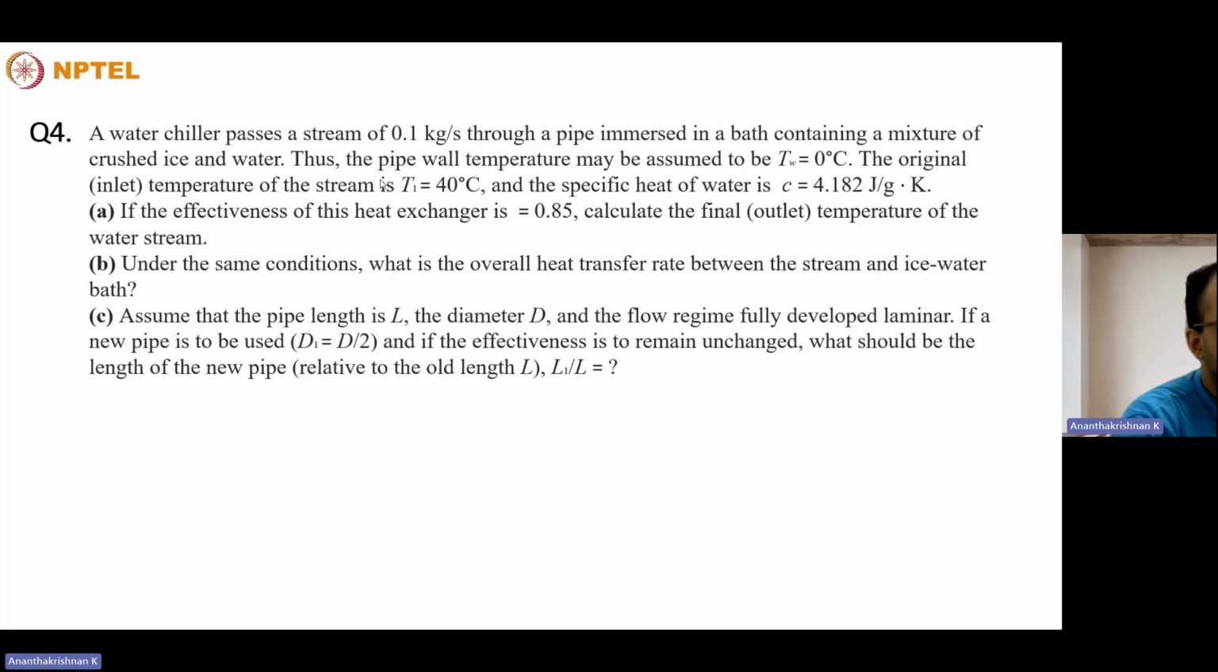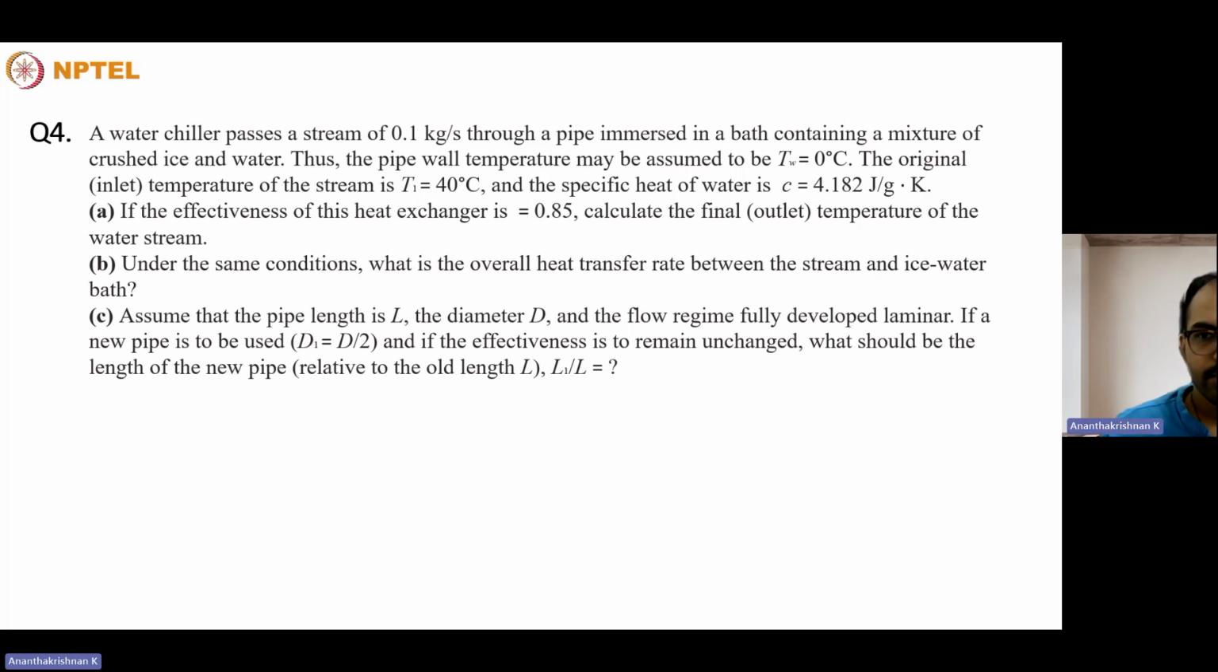The temperature of the stream is given as 40 degrees Celsius and the specific heat is given as 4.18. If the effectiveness of this heat exchanger is 0.85, calculate the final temperature of the water stream. Under the same condition, what is the overall heat transfer rate between the stream and the ice water bath? Assume that the pipe length is L, the diameter D, and the flow regime fully developed laminar. If a new pipe is to be used, D1 equal to D by 2, and the effectiveness is to remain unchanged, what should be the length of the new pipe to facilitate the same heat transfer?